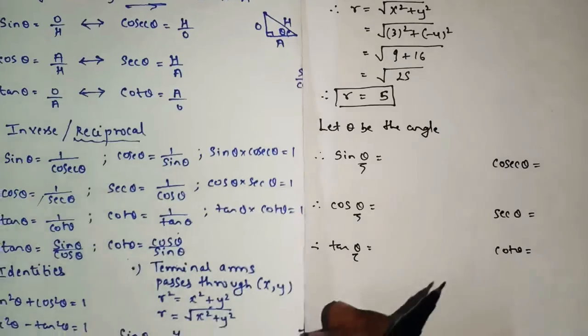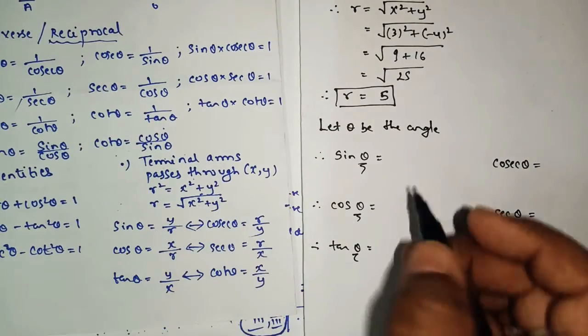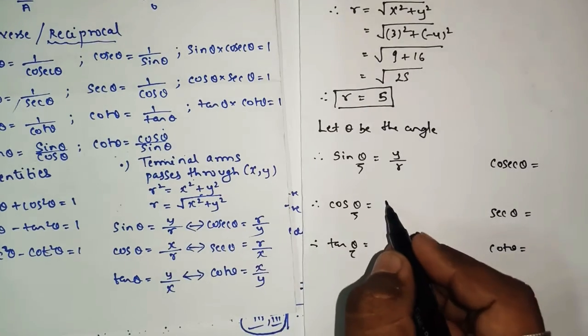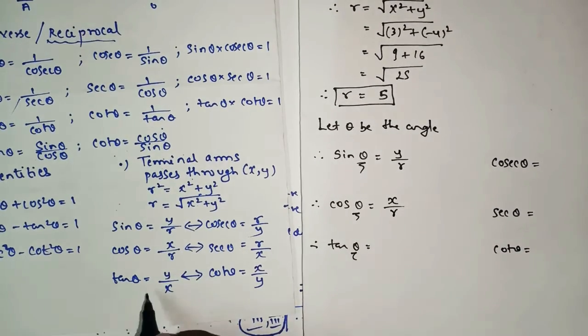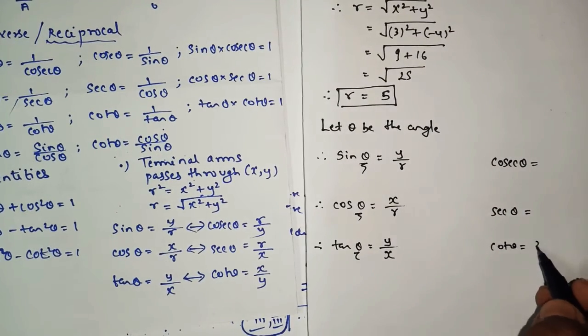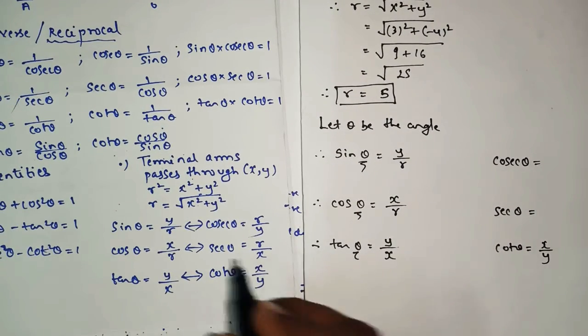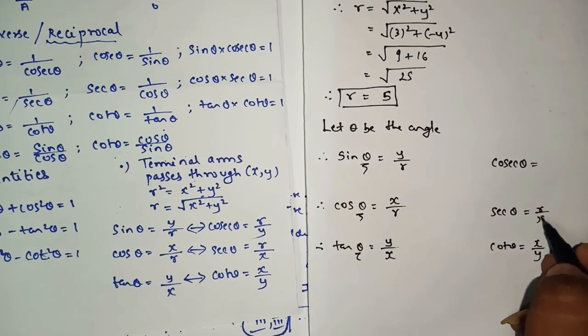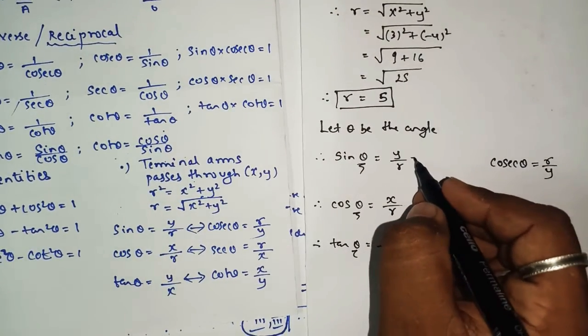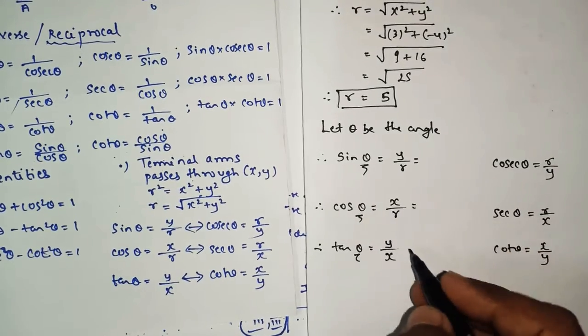Now you will apply the formula. For sine it is y upon r. For cos it is x upon r. For tan it is y upon x. For cot it is x upon y. For sec it is r upon x. For cosec it is r upon y. So simply substitute the values, you will get the answer.